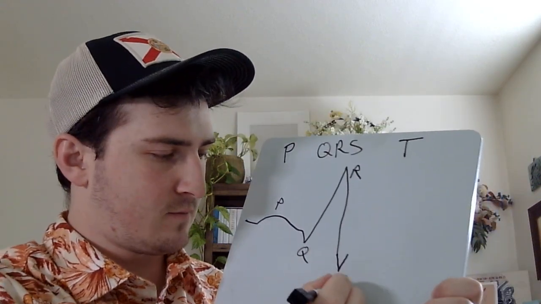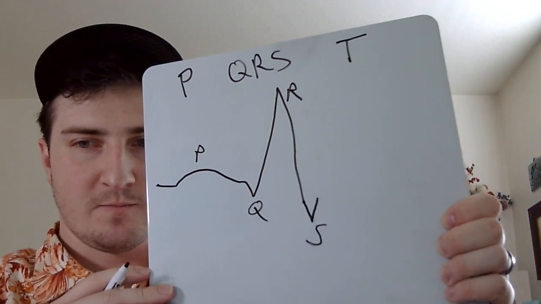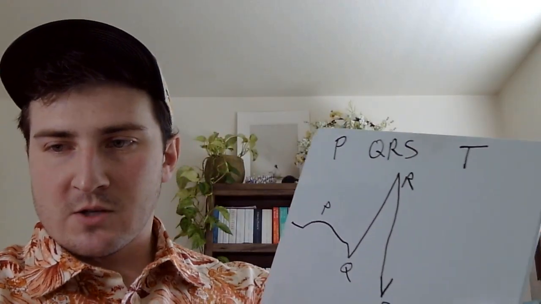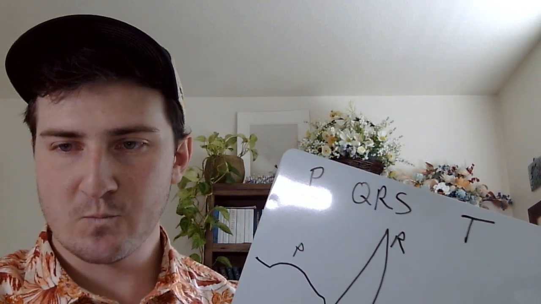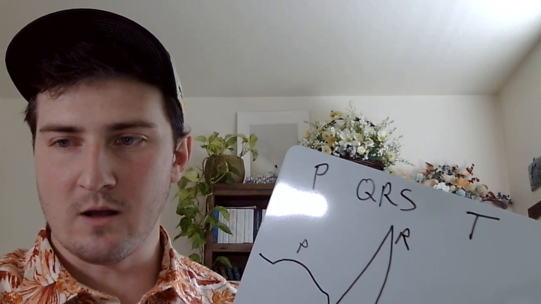All right, and then it's going to go lower than the Q when we form the S right there. Just like that. So that is the ventricular depolarization. And if we understand them correctly, it helps us to diagnose different heart conditions that can be present in a person.